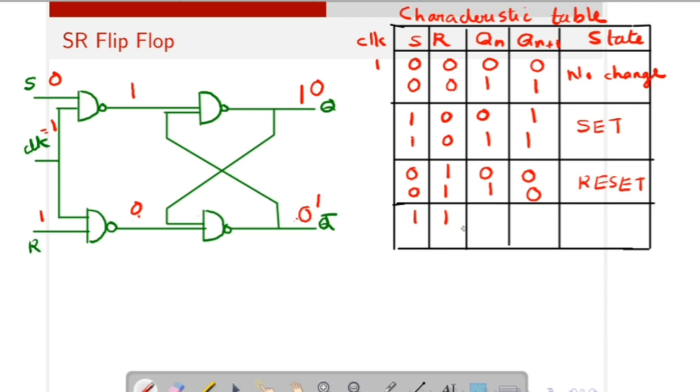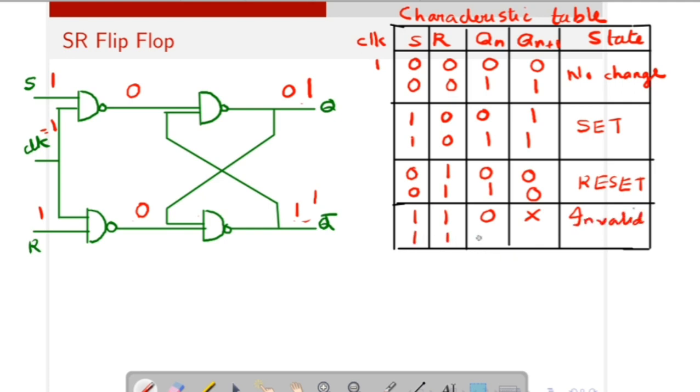Next is both inputs are 1 and present state is 0. Then Qn bar is 1. So both inputs are 1, clock is equal to 1 and S is equal to 1. Both inputs are 1, output 0. Here also both inputs are 1, output is equal to 0. Then one of the inputs is equal to 0, so output is equal to 1. Here also output is equal to 1. So here it is invalid or indeterminate state.